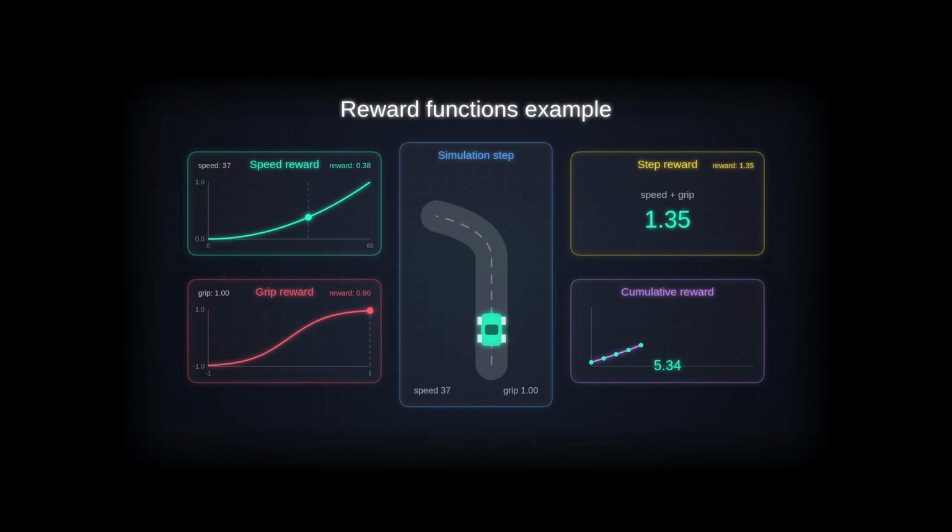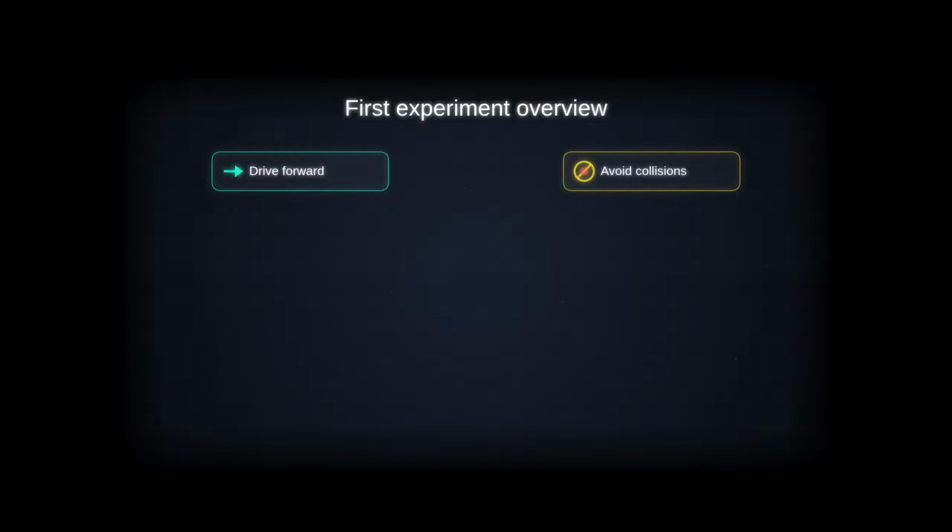This cumulative reward is the final score used by the training algorithm to evaluate how successful the agent's behavior was, and to gradually improve the policy by maximizing future rewards. Now it's time to move on to something more practical and focus on our first experiment. The objective is simple: drive forward and avoid collisions. At this stage, we're not concerned with speed or lap times. Those will become the focus of future experiments.